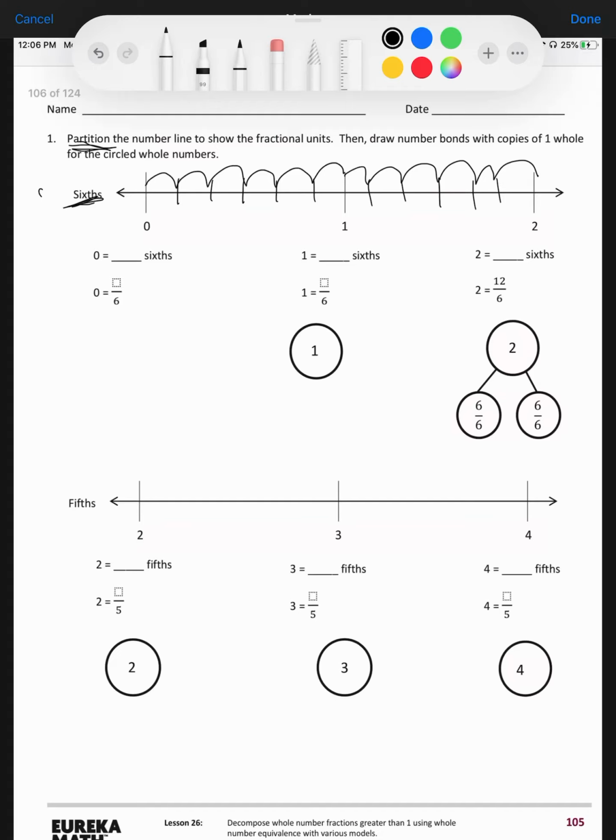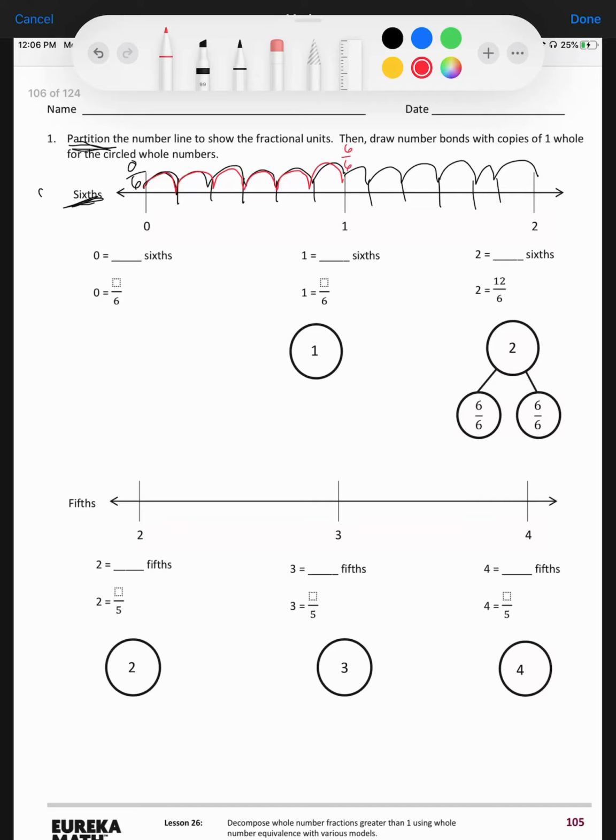Okay, so we know that 0 would be 0 sixths. And then this would be 1 sixth, 2 sixths, 3 sixths, 4 sixths, 5 sixths, 6 sixths. So 1 is equal to 6 sixths, which we've been going over, so you probably already knew that 1 was equal to 6 sixths.